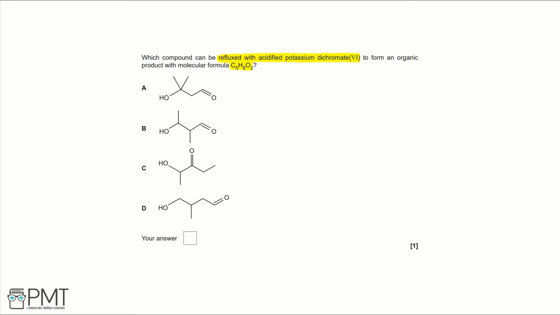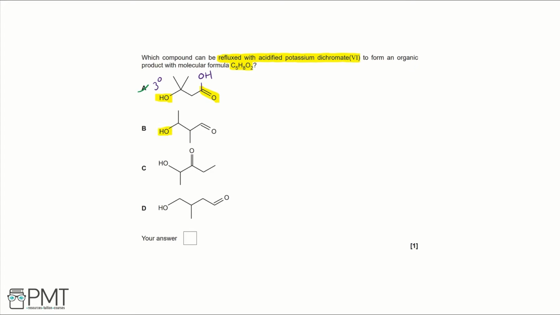So looking at A first, this alcohol group won't react with acidified potassium dichromate under reflux because it's a tertiary alcohol. But this aldehyde group will, and it will produce a carboxylic acid under reflux. But we can see that this isn't matching the molecular formula because we've got 3 oxygens and we're only supposed to have 2. So we know that it can't be A. Then moving on to B.